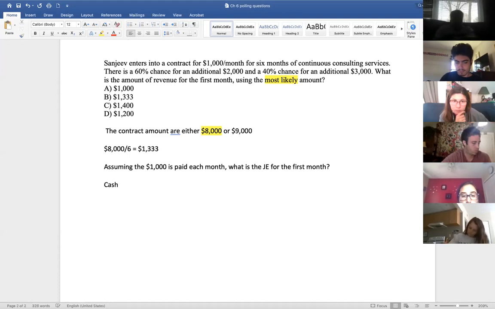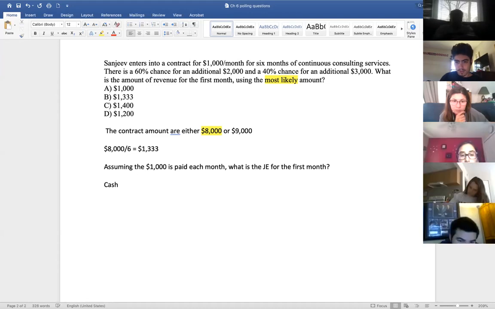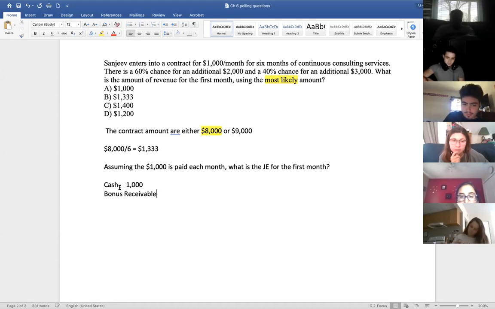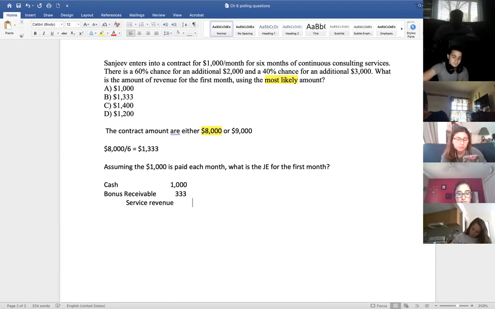Well, how much cash am I getting? 1,333. 1,000. 1,000. So we're going to have bonus receivable of how much? 333. Good. The 333, and then we would credit service revenue for the 1,333. So that is the journal entry that would actually be done each month. Okay.